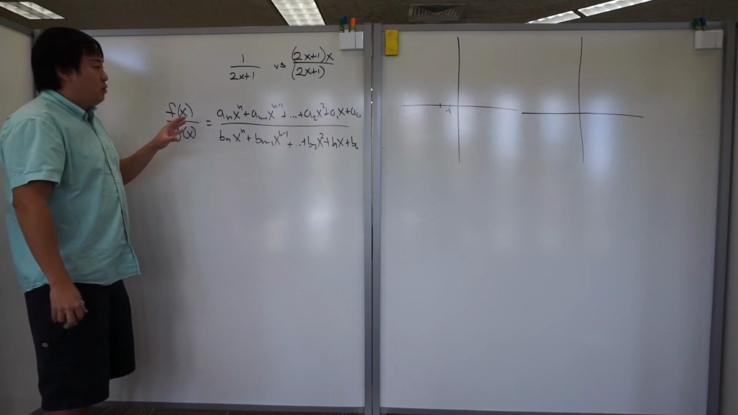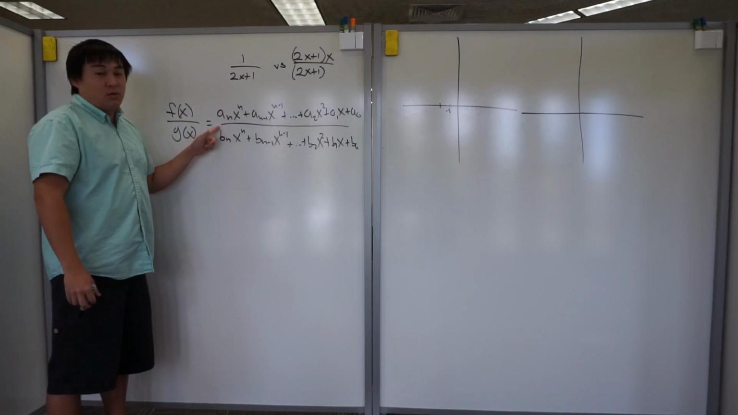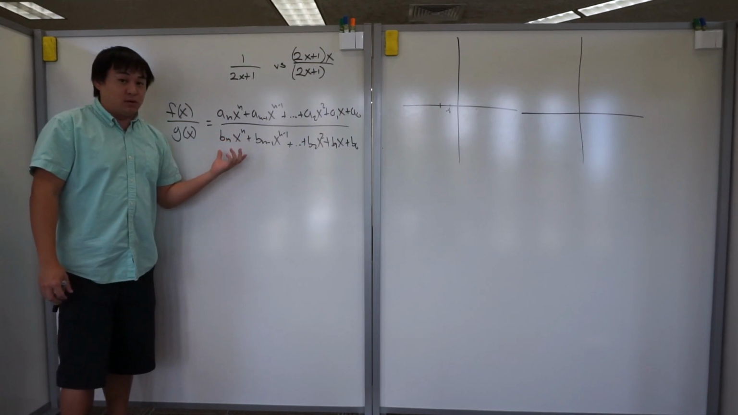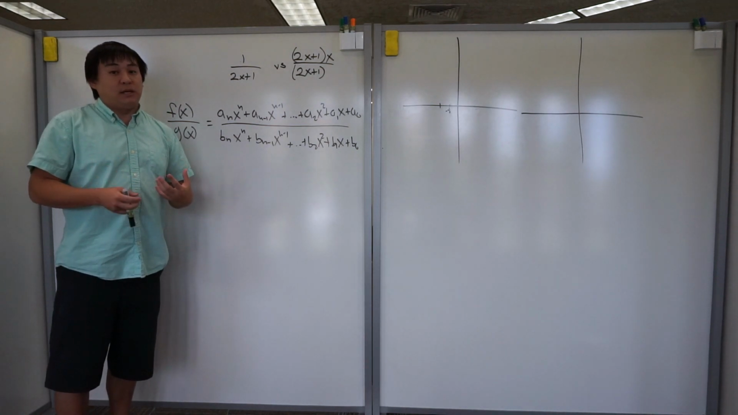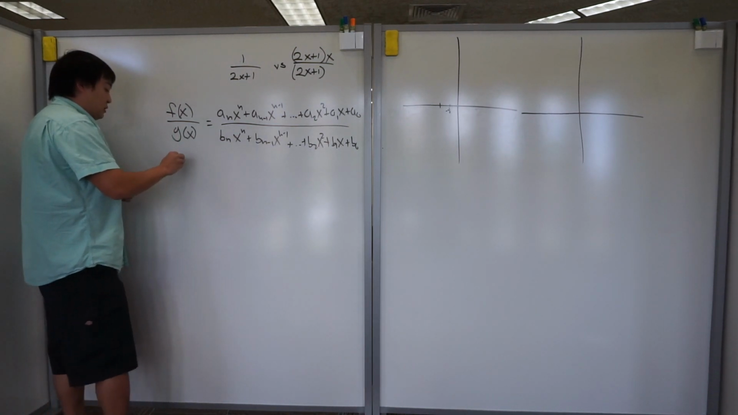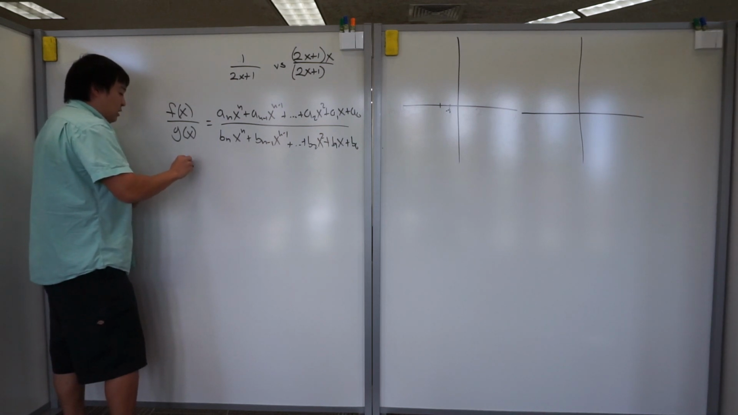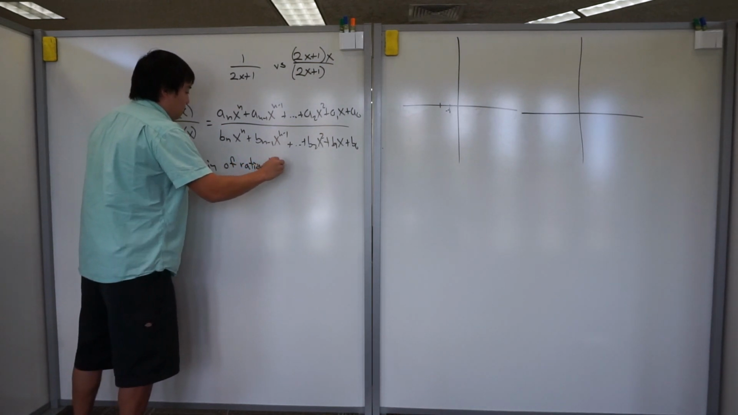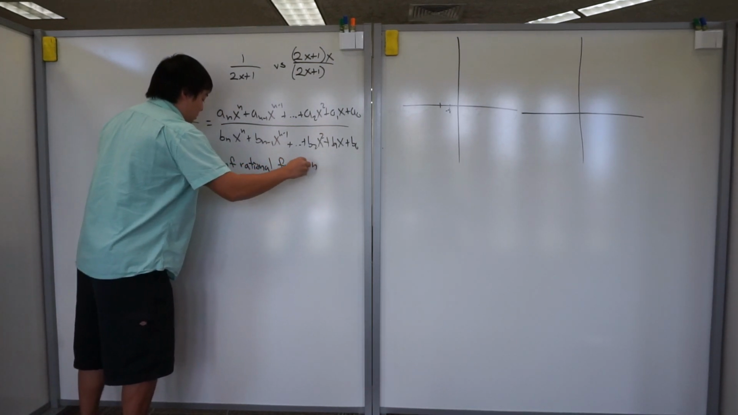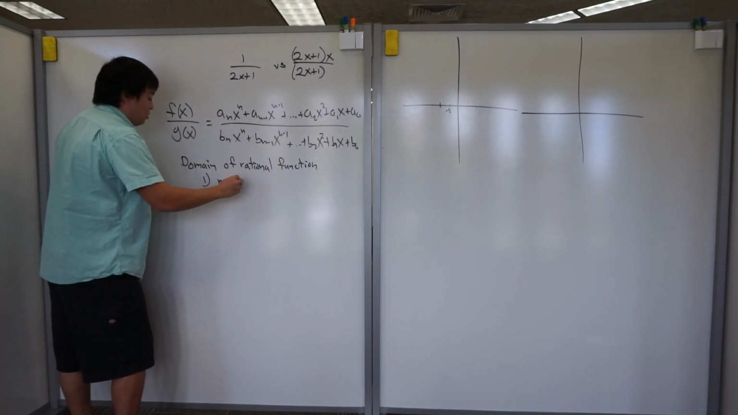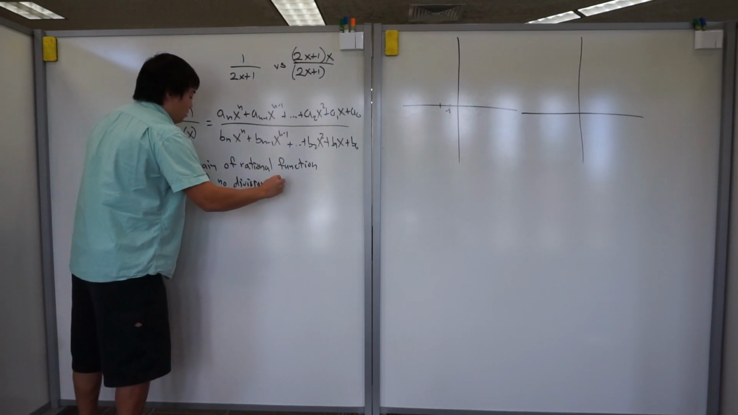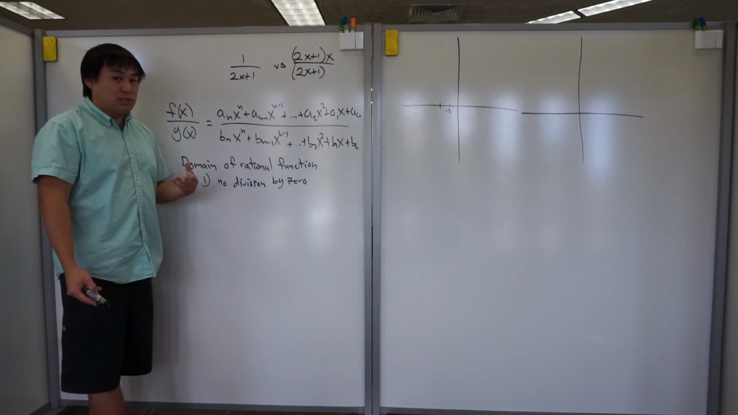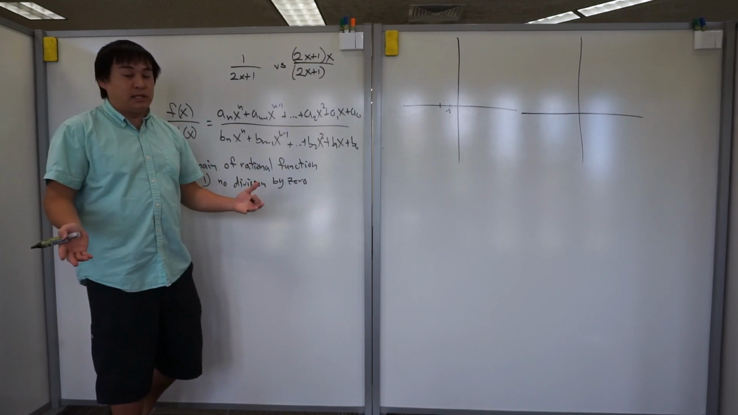Okay? Now remember, we have a fraction. So what is the restriction of a fraction? We can't have the bottom divided by 0. So that is going to be the domain of the rational functions. So, domain of rationals: no division by 0. So if you want to check this, what do you do? You set the bottom equal to 0 and take that point out of the domain.